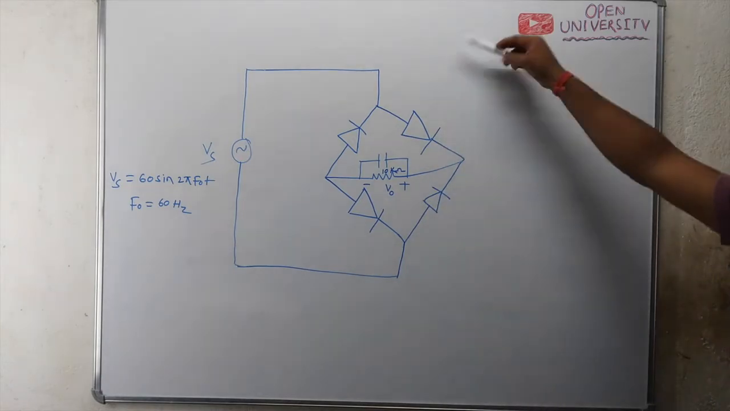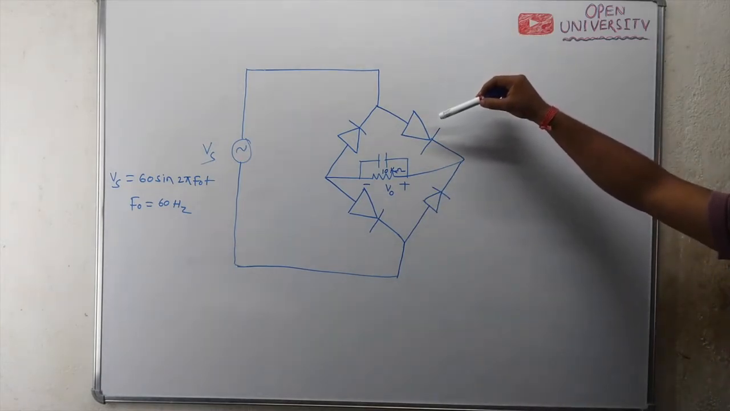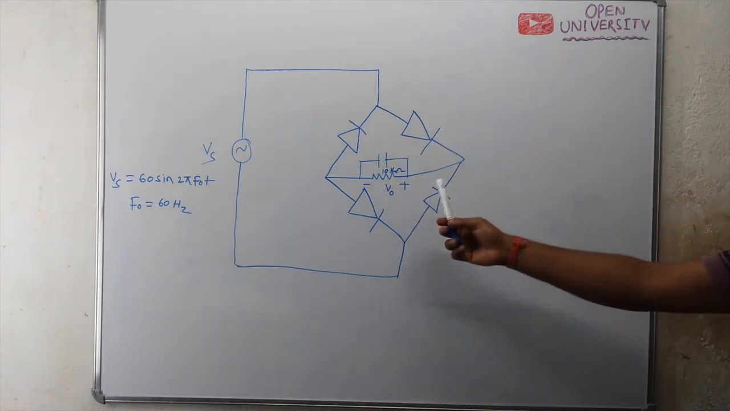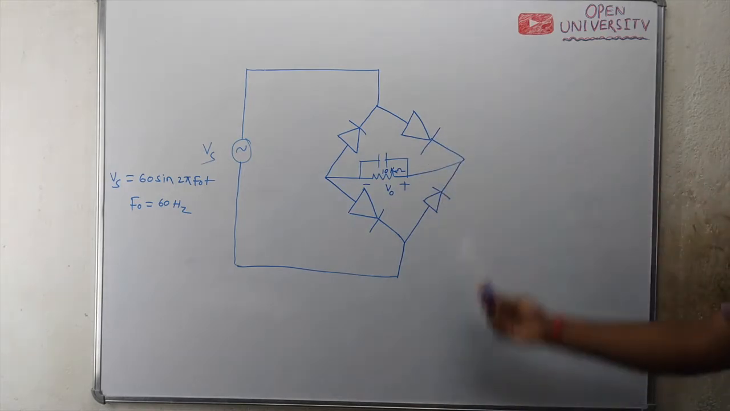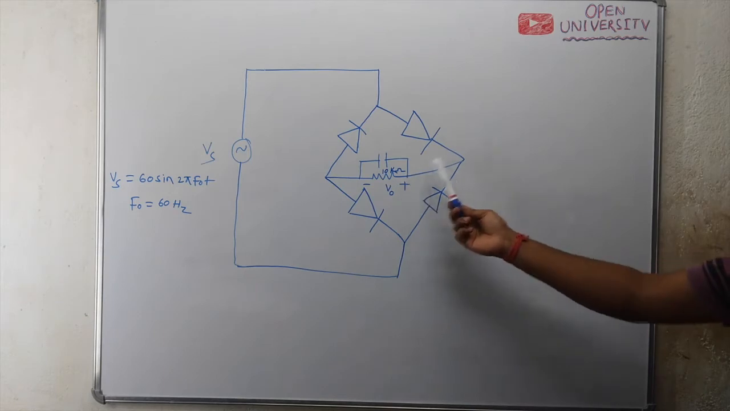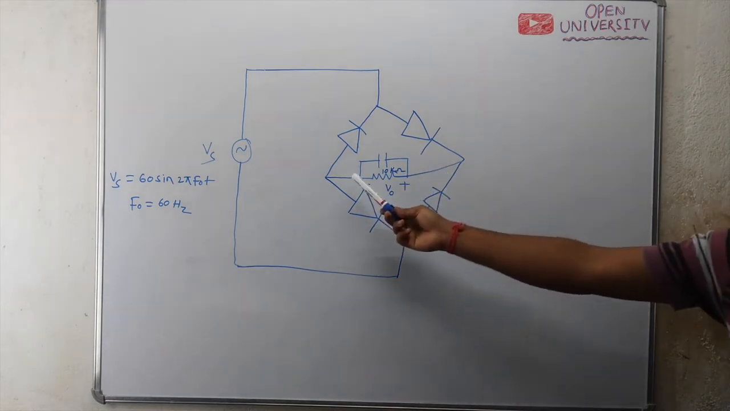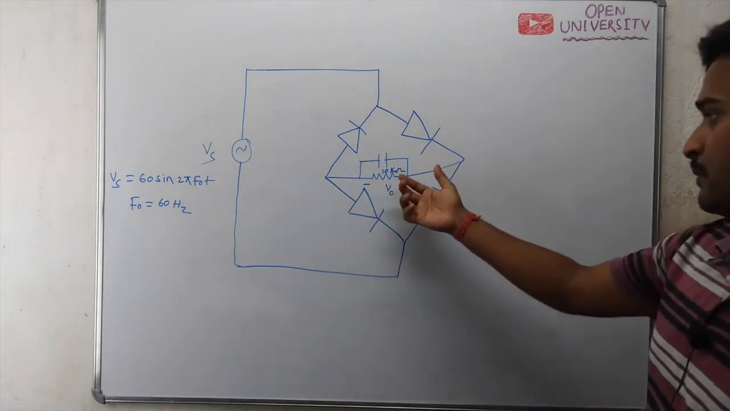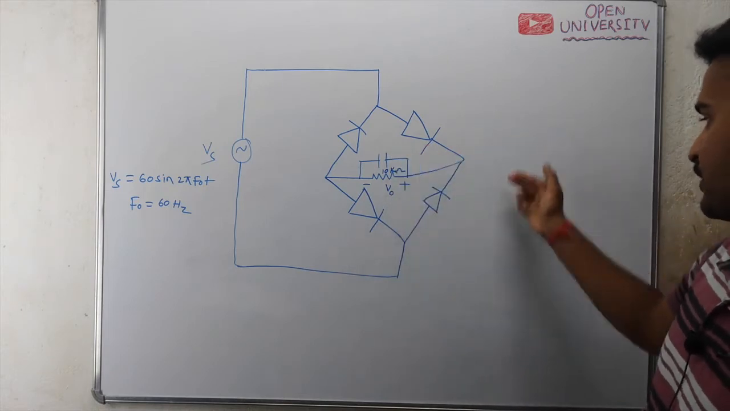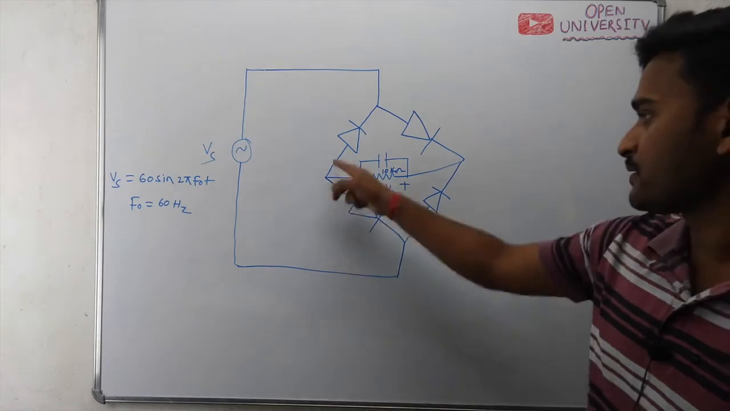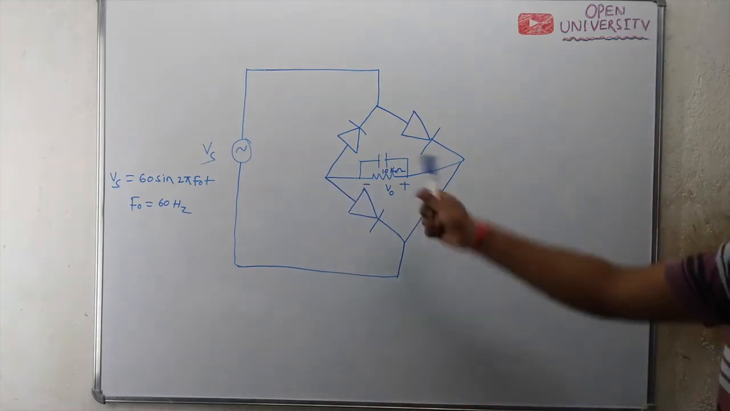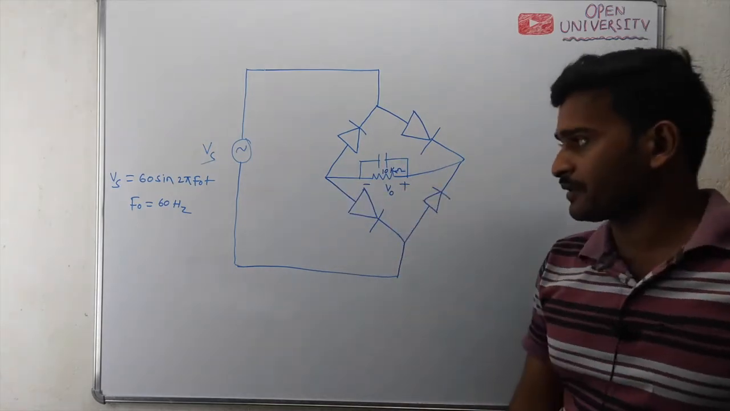This is basically a bridge rectifier with capacitor filter. You can connect this RL and C in this way, or the capacitor and RL will be connected like this. So this is a bridge rectifier with capacitor filter.